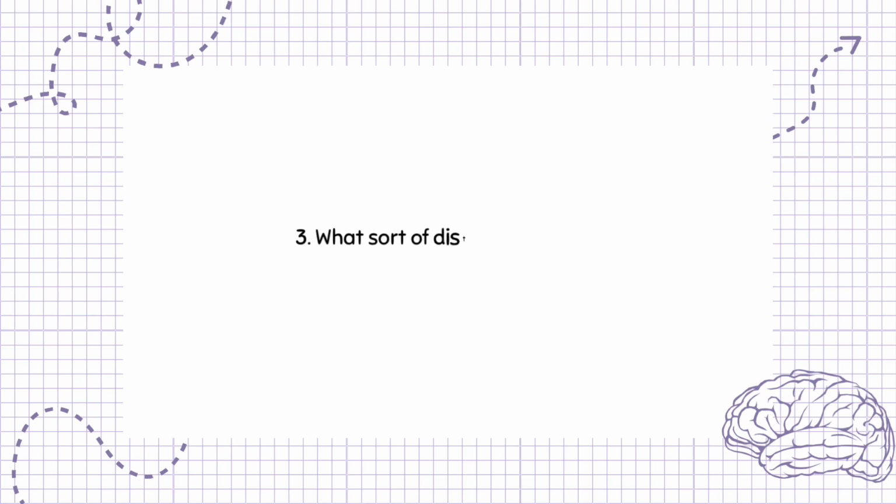Question 3. What sort of distribution does your graph show? Negative skew.